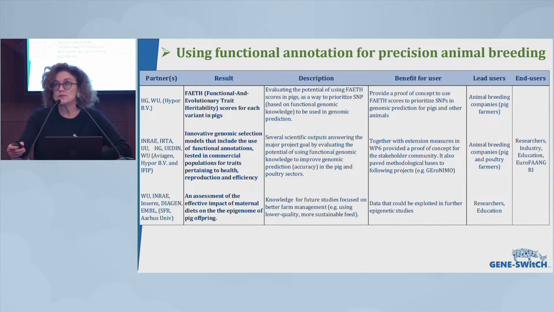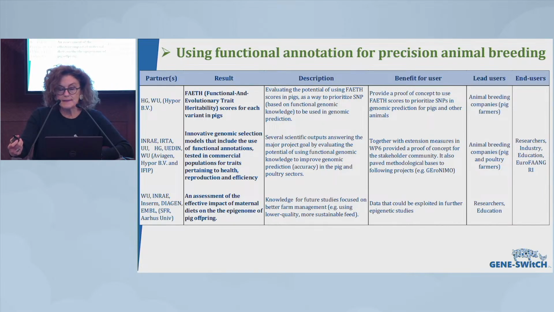And you heard also yesterday the presentations of the FAIF, Functional and Evolutionary Trait Heritability scores for variants in pigs. In this case, FAIF scores were evaluated for their potential in pigs as a way to prioritize SNPs. And the benefit for users is that they provide a proof of concept to use these scores to prioritize SNPs in genomic prediction for pigs and also for other animals. And the lead users in this case are animal breeding companies, and particularly big farmers in this case.